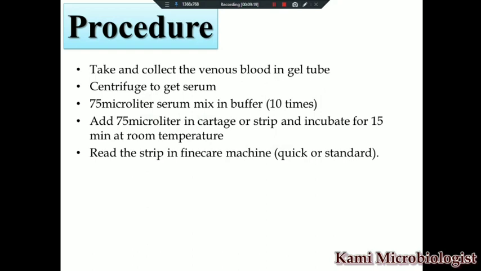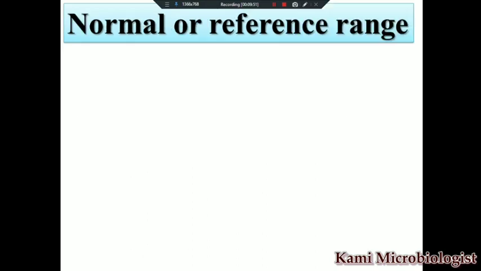After the 15-minute incubation, we will read the strip in the Finecare machine, quick or standard. We do the quick test when the incubation is done outside the machine, and when we do the incubation inside the machine, we click on standard. By clicking on standard, it will take 15 minutes. After the 15 minutes, it will give us the test result. So this is how the whole test is performed.